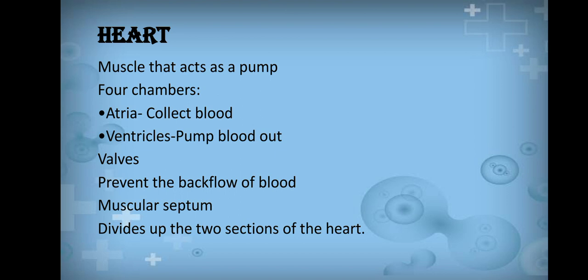The muscular septum divides the two sections of the heart, creating a left and right side, each containing one atrium and one ventricle. The right side of the heart pumps deoxygenated blood, and the left side pumps oxygenated blood.